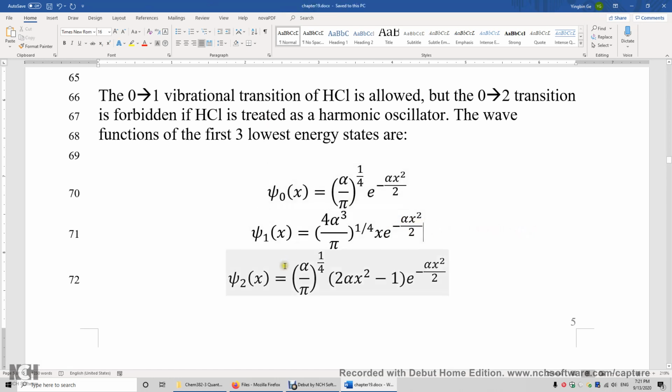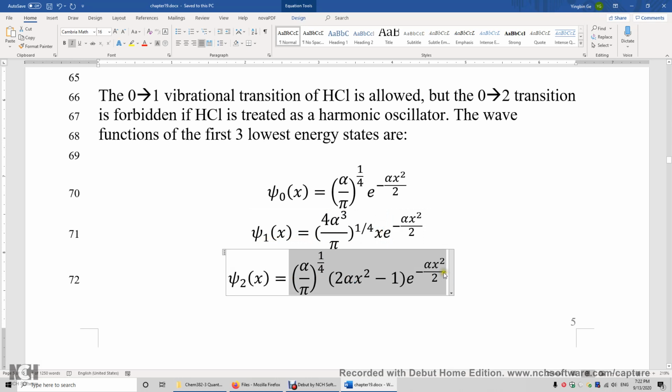Now let's look at these three wave functions again. I want to tell you this: the first function, the lowest energy function, is an even function. That means if you change the sign of x, the function value remains unchanged. And this one is an odd function. If you change the sign of x, you will change the sign of the function. So it's an odd function.